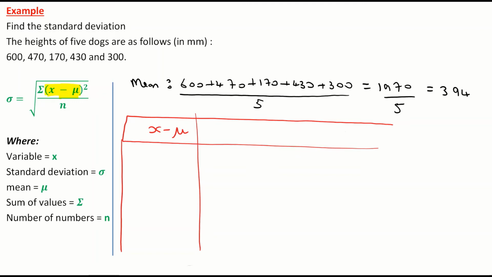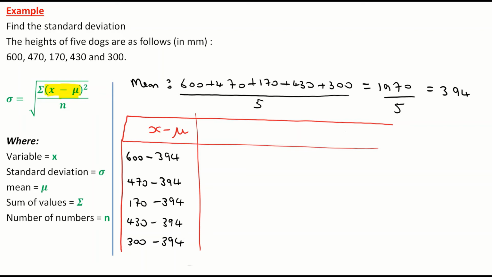So the first one I'm going to do there is my x, which is my variable. My first variable is 600, and I'm subtracting my mean, which is 394. I'm then coming to my 470. I go 470, subtract my mean, 394. I come to my third height, which is 170, minus my 394, which is my mean, and then I take the 430, subtract the 394. And then my final dog height is 300, subtract the mean of 394. Let's work these out.